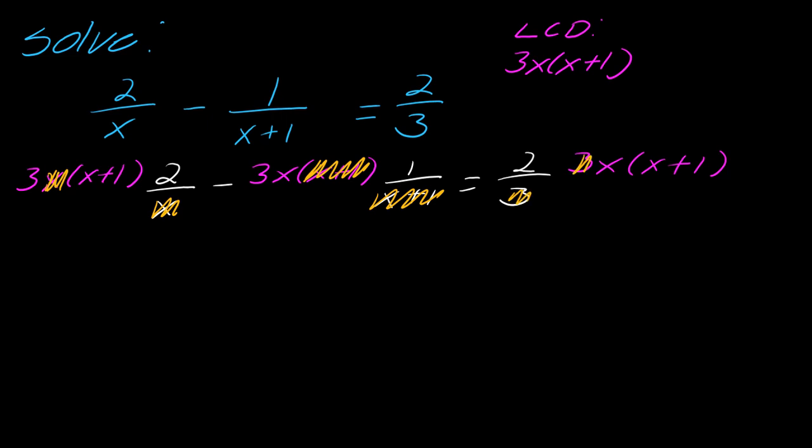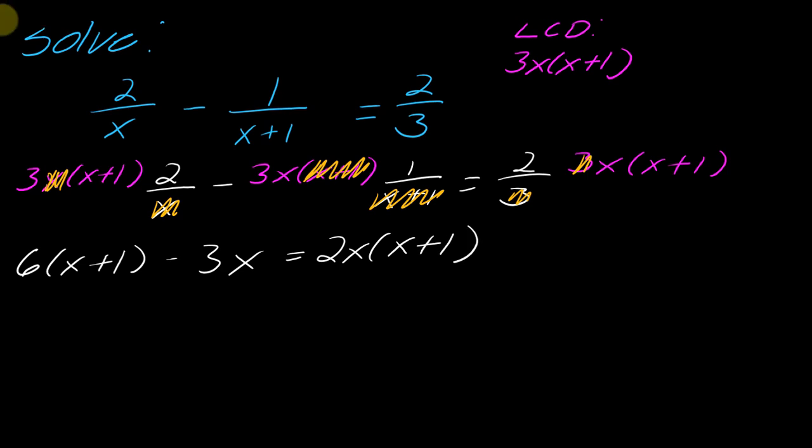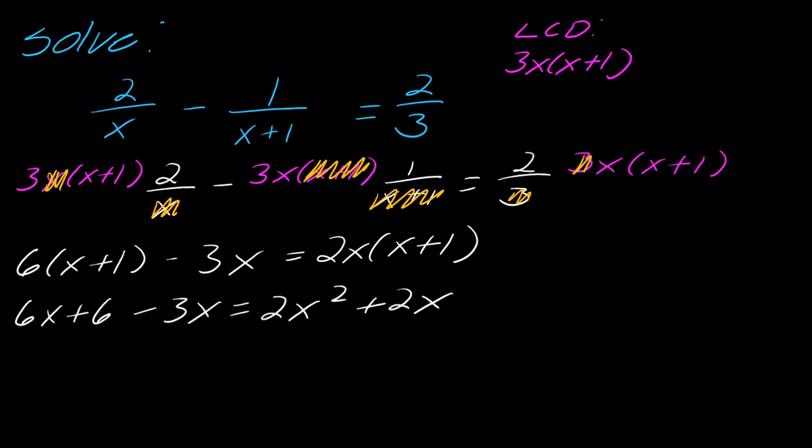Now I'm going to restate all of this. So this is 6 times x plus 1 minus 3x equals 2x times x plus 1. Here's where I'm at now, so I'll distribute and see where I'm at. When I do this, I get 6x plus 6 minus 3x equals 2x squared plus 2x. Now I can start collecting my like terms. So I get 3x plus 6 equals 2x squared plus 2x.